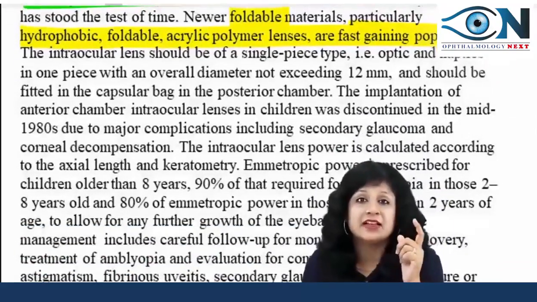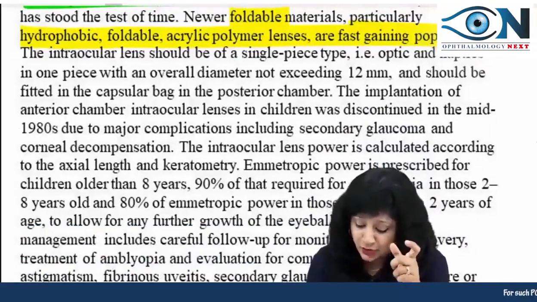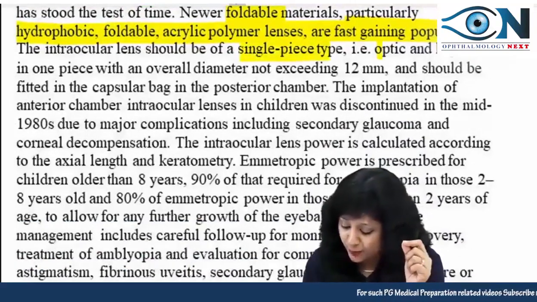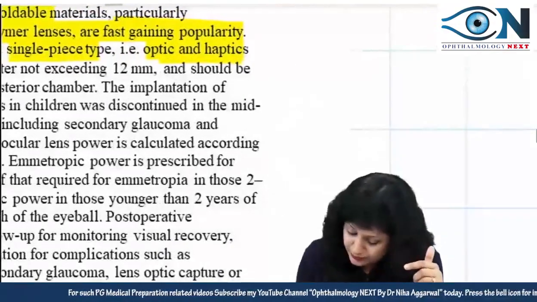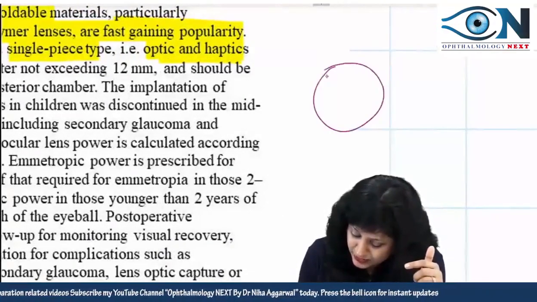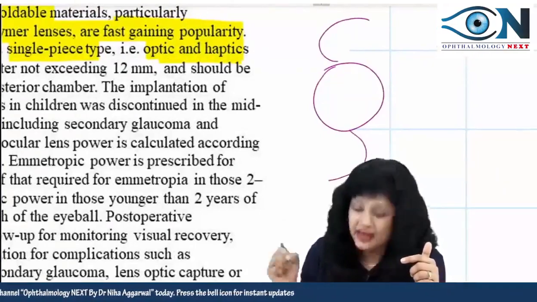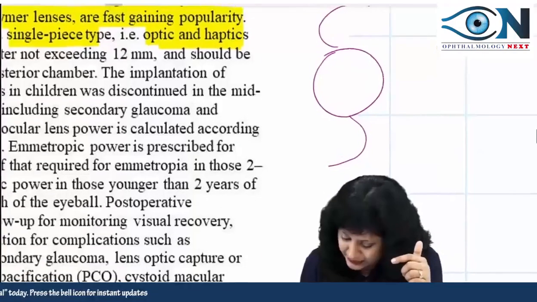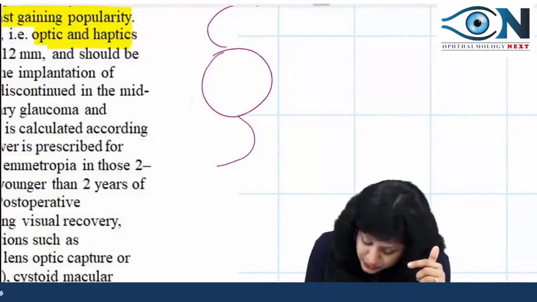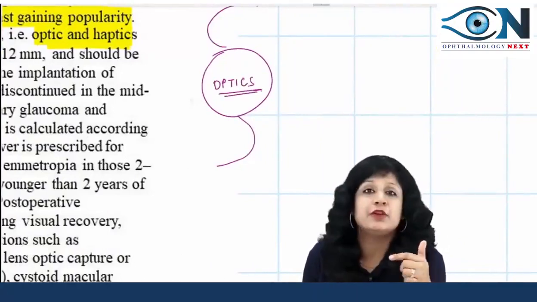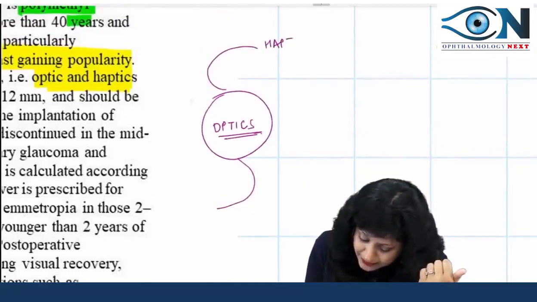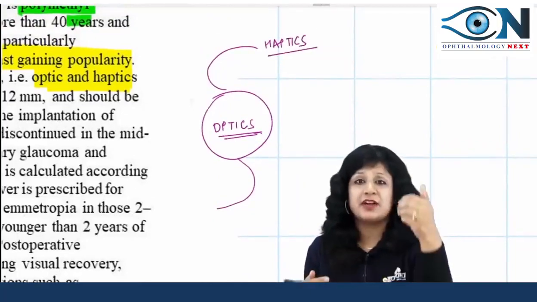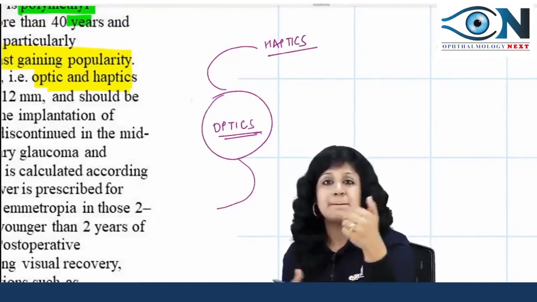Now if you look at the style, these intraocular lenses should be of single piece type, optics as well as haptics in one piece. If you remember, we have the optics, the central area, and the two hook-like structures called the haptics. So what is the difference? The optics part is the main part responsible for the refraction, and the haptics are the hook-like parts responsible for the implantation.